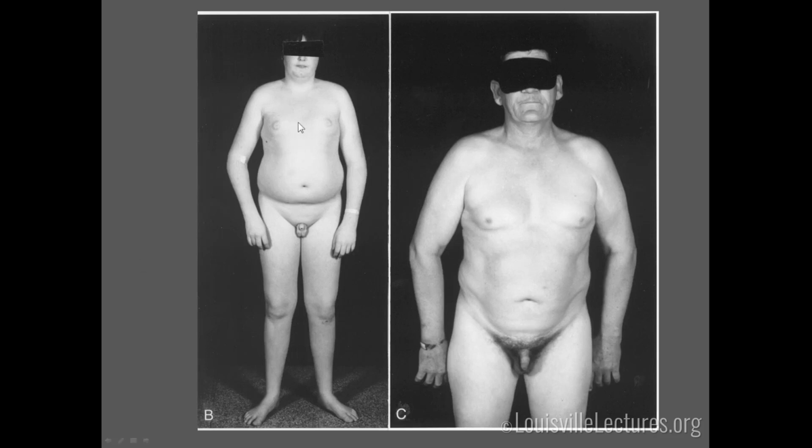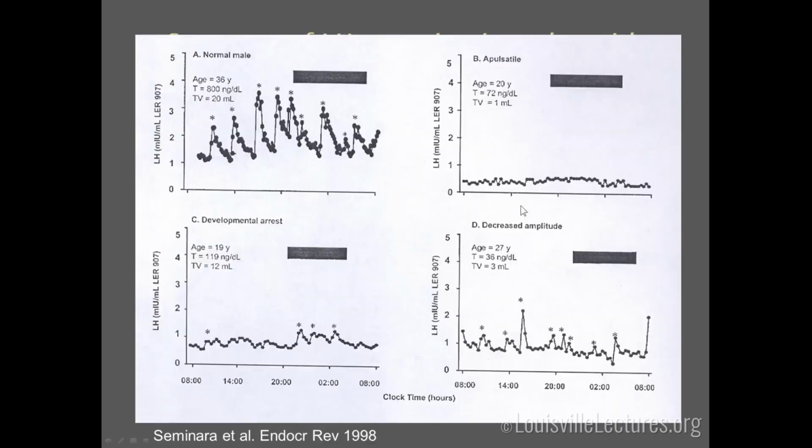You have someone like this who's a college student who looks very sexually immature, with small testes, breast enlargement, and no body hair at all. And then you have this guy who I saw because of osteoporosis, and he was married 3 times and never had any kids, and he too has a form of congenital hypogonadotropic hypogonadism.